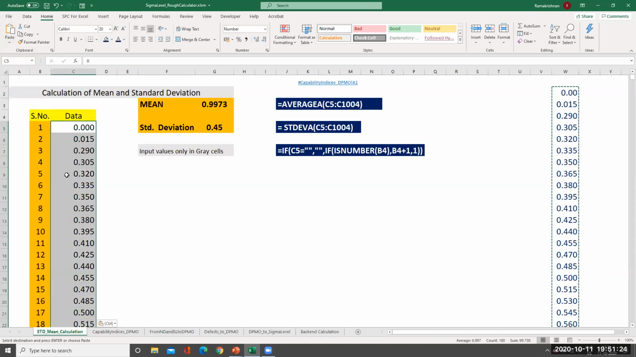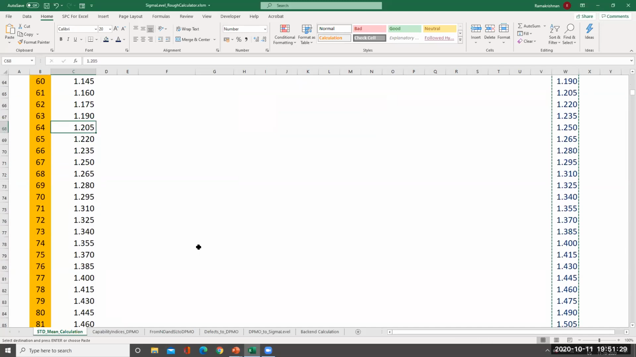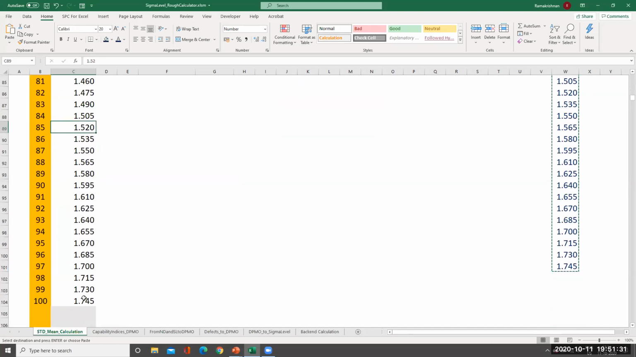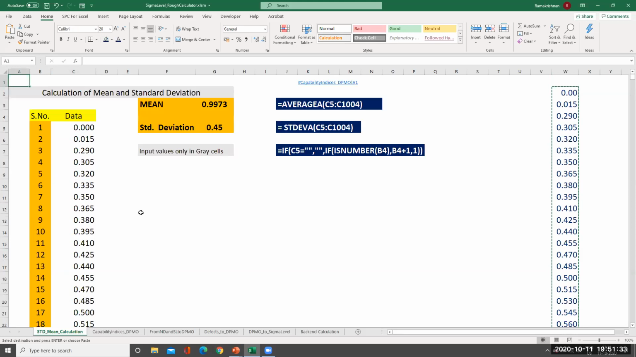So I have copied. So the serial number is automatically filled in. You can go and see here, 100 data will be there. See, 100 data are there, right? And then the mean and standard deviation are also obtained. So with these three cell formulas, you can find out the standard deviation and mean for any amount of data.